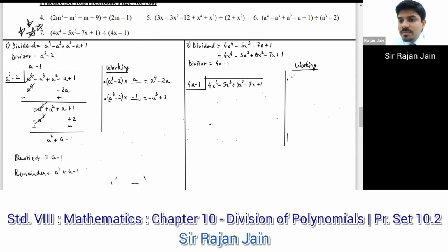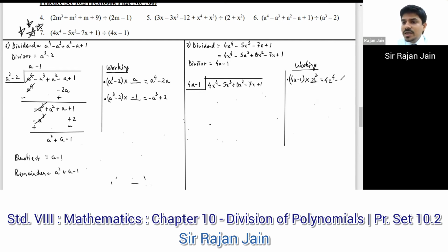Your first step in the working: 4x minus 1. Now you have to multiply it by something so that you get the first term of your dividend. My first term of the dividend is 4x raised to 4. Clear? Okay. Now in the number part there is no change required because 4 is 4, but in the variable part there is a change. In the variable part I want to make this x into x raised to 4. So obviously I will multiply by x cube, and by default the second number also will be multiplied, which you will write over here.